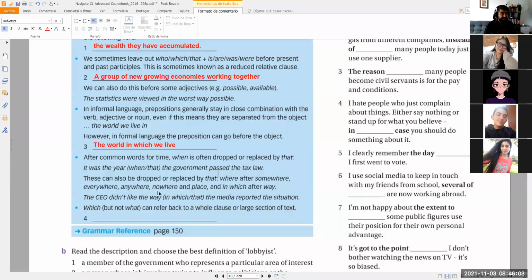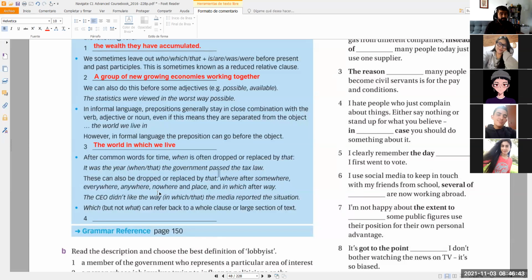And then the last one says, guys, it goes after common words for time, when is often dropped or replaced by that, like it was the year that the government passed the tax law. You see, this can also be dropped or replaced by that, where, after somewhere, everywhere, anywhere, nowhere, and place, in which after way. So like the CEO didn't like the way in which the media reported the situation, or the CEO didn't like the way that the media reported the situation. So we have these two options.